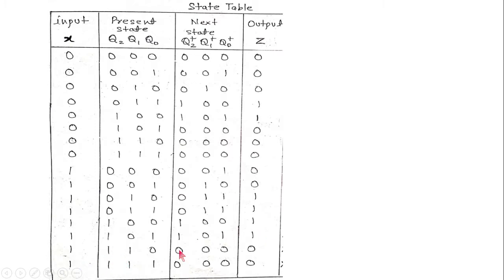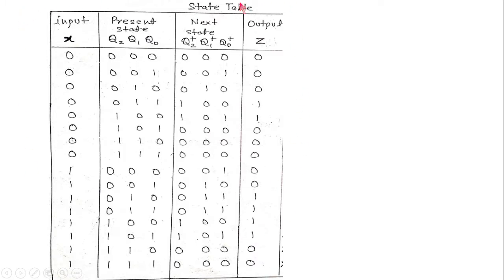Again these state 6 and state 7 are not used, so by default whatever the input, 0 or 1, it goes into the reset state, that is 000, and output is 0. Now here the state table is completed.